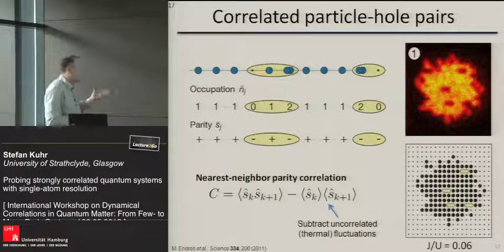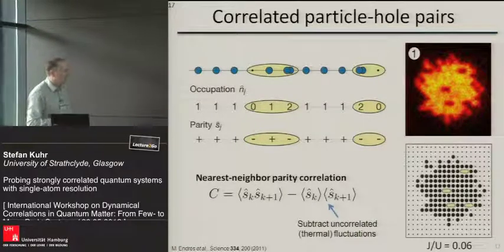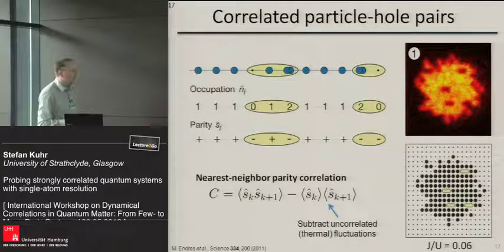And the quantity we use to characterize, to quantify these correlations are the nearest neighbor parity correlations derived out of this parity. So that's the average value of the product of the two adjacent on-site parities minus the uncorrelated on-site parities, in which we subtract the uncorrelated thermal fluctuations. And here you can already see, for this particular value of J over U, in this sample by eye, that we were able to catch a couple of these correlated holes.